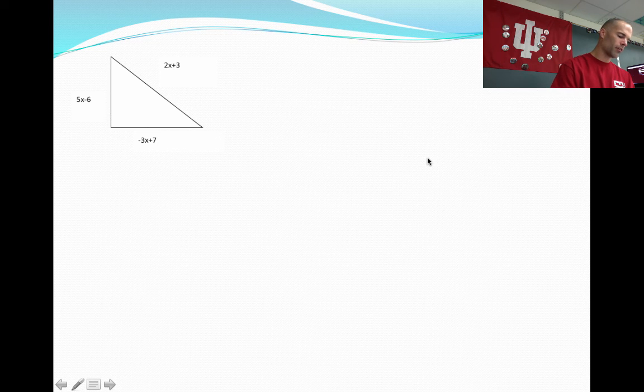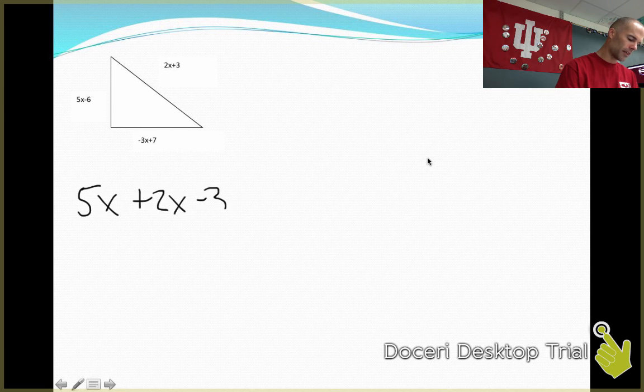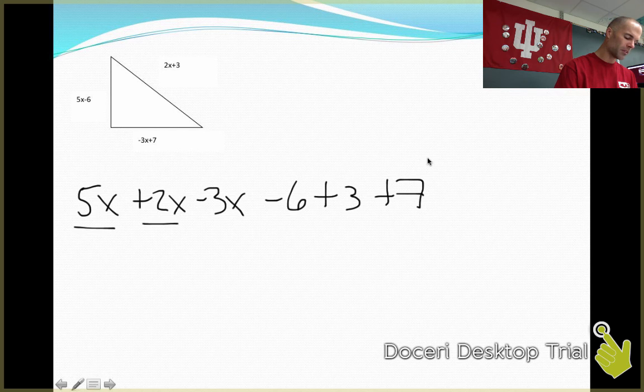All right, so we want to go ahead and find the perimeter. So remember, the perimeter is the distance around a polygon. So we're going to add up the 5x minus 6, the 2x plus 3, and the negative 3x. So I would have 5x plus 2x minus 3x, and then a negative 6 plus 3 plus 7. So 5x plus 2x gives you 7x, minus 3x gives you 4x. Negative 6 plus 3 is negative 3. Negative 3 plus 7 gives you positive 4.